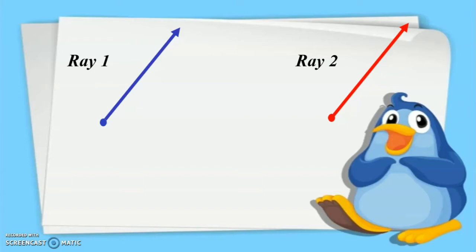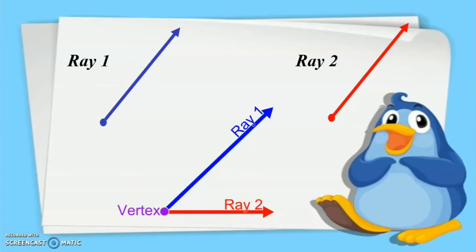When these two rays join or meet together, they form an angle. An angle is a figure formed by two rays called the sides of the angle, sharing a common endpoint called the vertex of the angle.